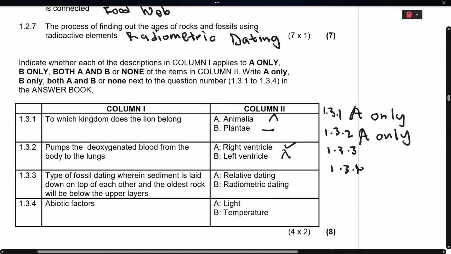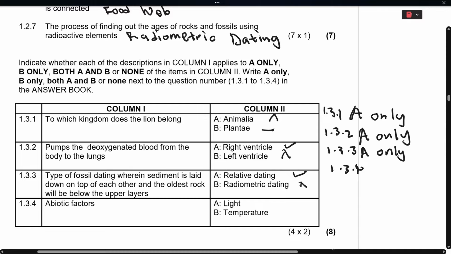So we're going to 1.3.3. It says the type of fossil dating wherein sediment is laid down on top of each other and the oldest rock will be below the upper layer. So we go and check, is it radiometric dating? No. Why is it not radiometric dating? Because radiometric dating is the process of finding out the ages of rock and fossils using radioactive elements. So it means that relative dating is the answer. So we write A only.